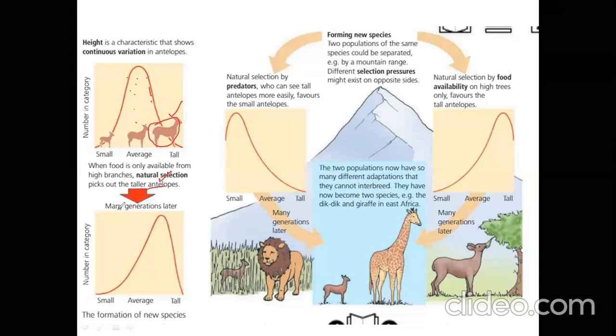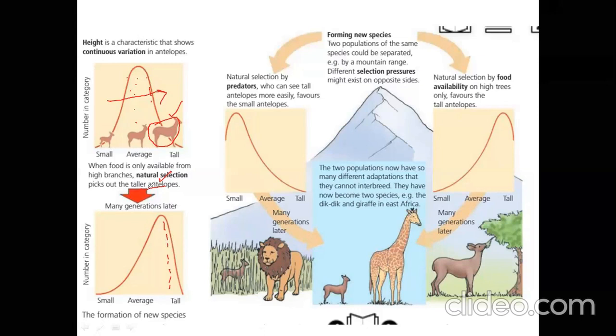Right? After many generations, what happened? The graph moved toward tall. And now we have a maximum tall population there. Because of natural selection, because of environmental change, the environment selects the fittest one. The fittest one means the one having features that are according to that environment. So the feature in this antelope was what? They were tall, they can reach food easily. So because of that, the environment selects this one and the graph shifts toward tall.